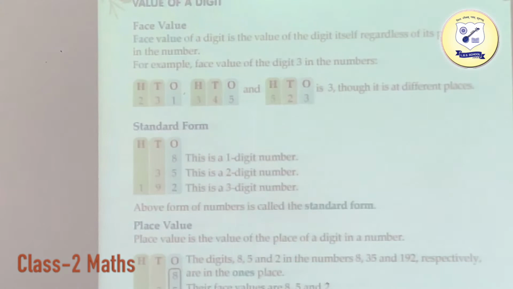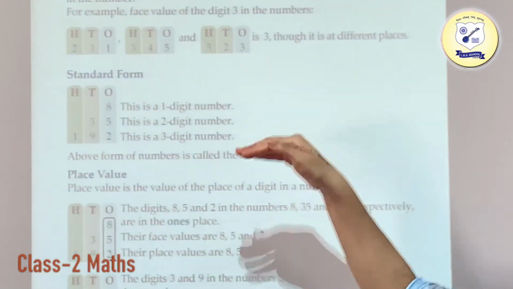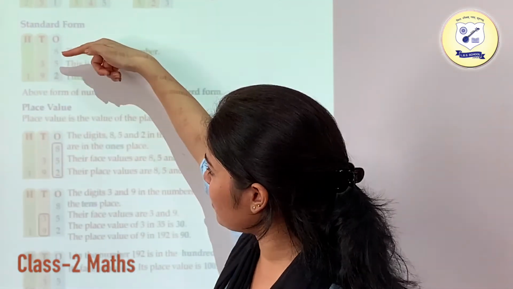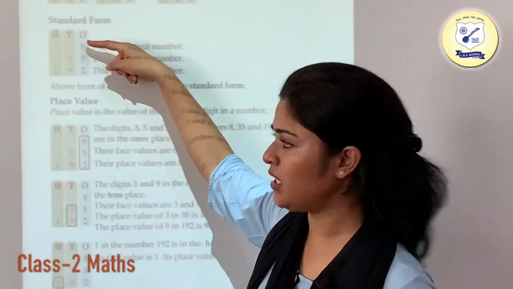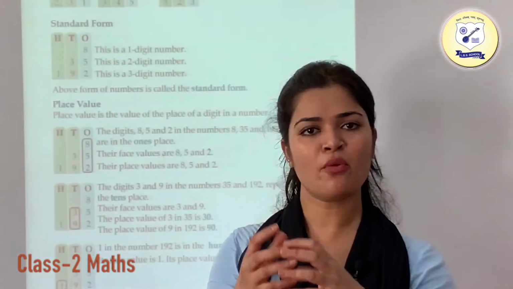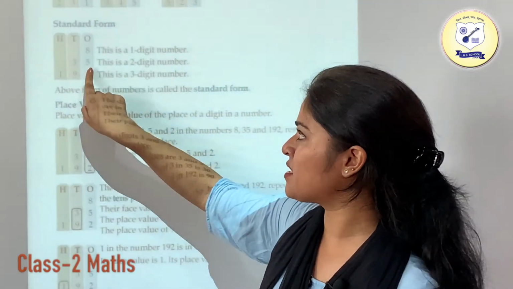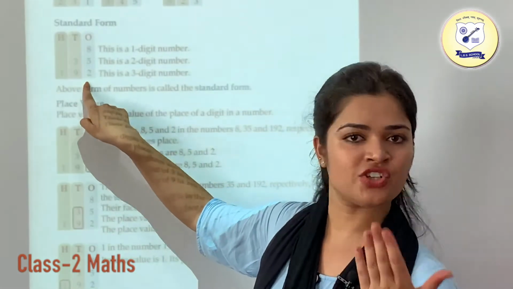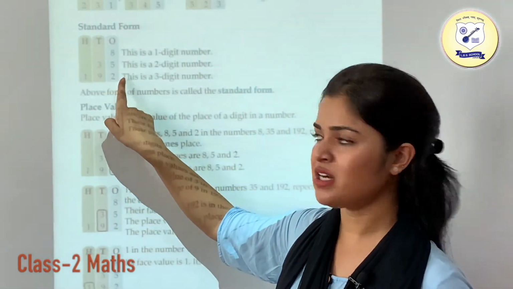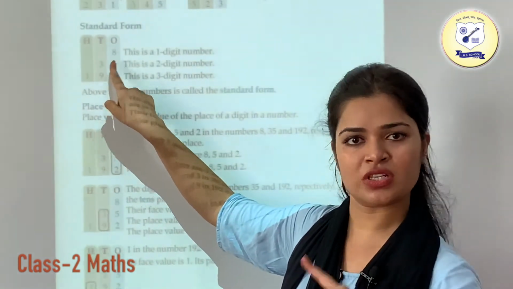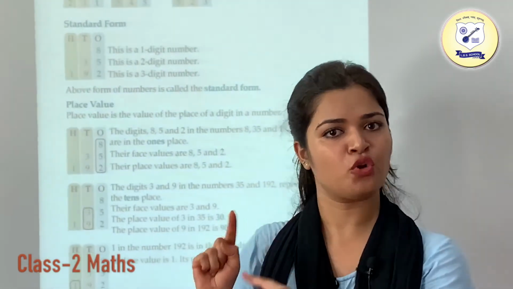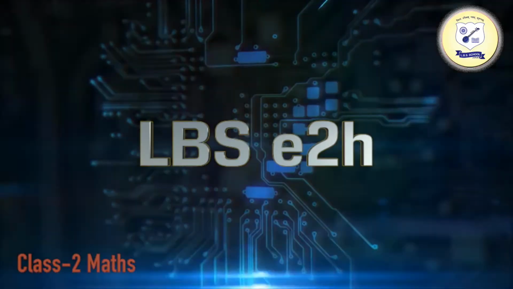Now that we are done with the face values of the numbers, we are going to move to the standard form of writing a number. As you can see, we have 3 different numbers. The first one is 8, the second one is 35, and the third one is 192. So this is a 1 digit number, this is a 2 digit number, and this is a 3 digit number. Since 192 has 3 digits, it is a 3 digit number. 35 has 2 digits, so it is a 2 digit number, and since 8 has just 1 digit, it is a 1 digit number.